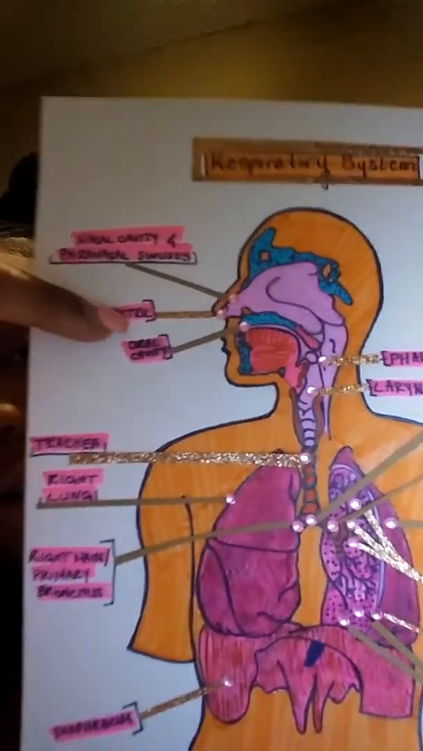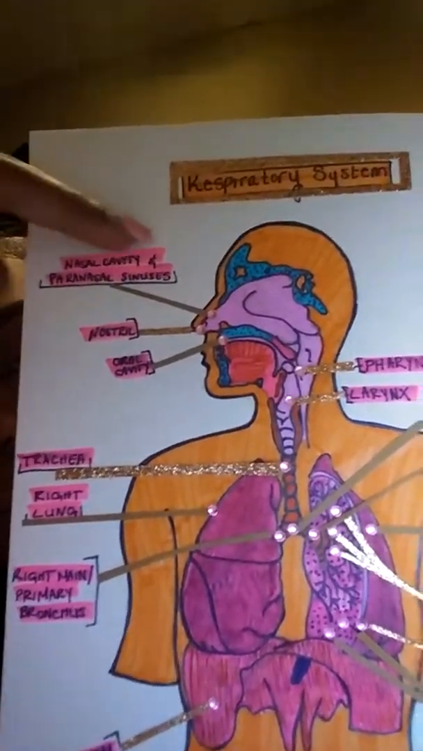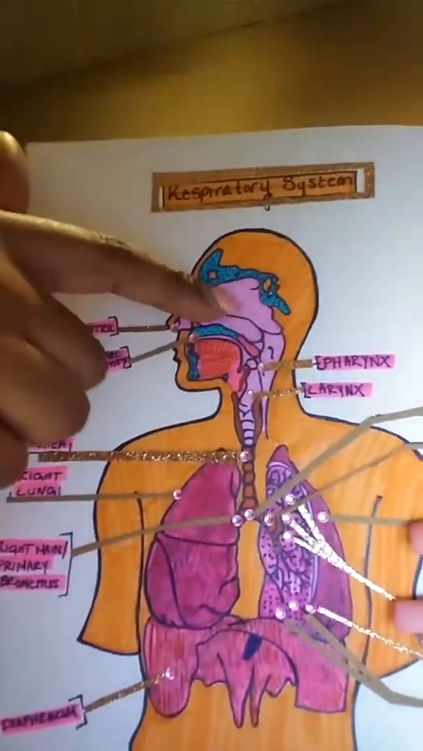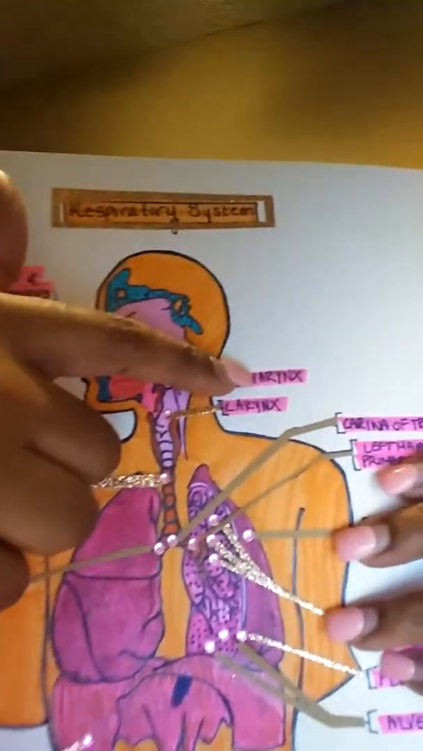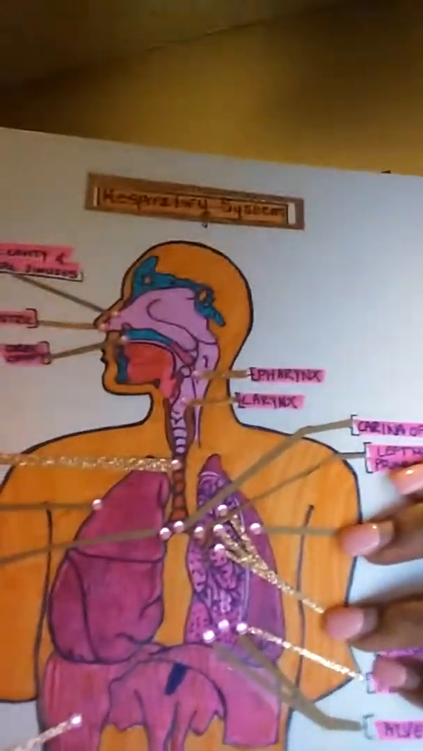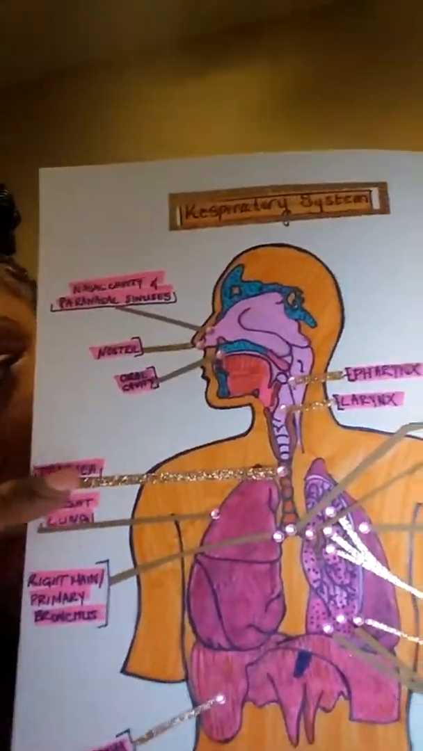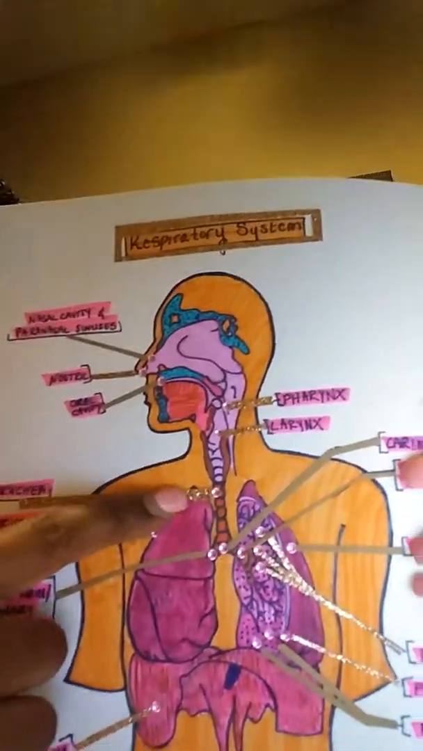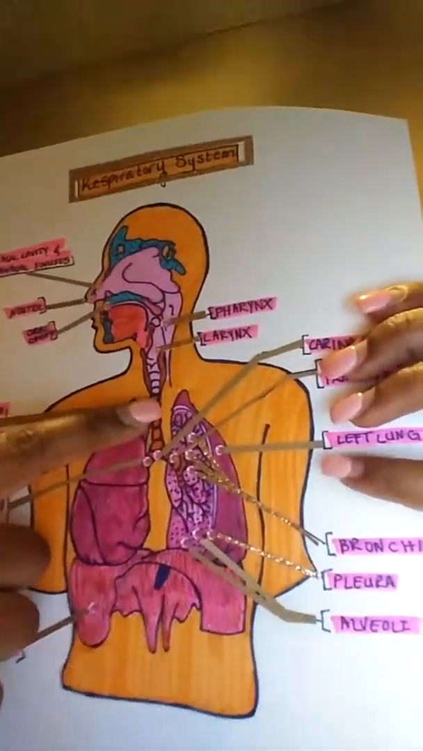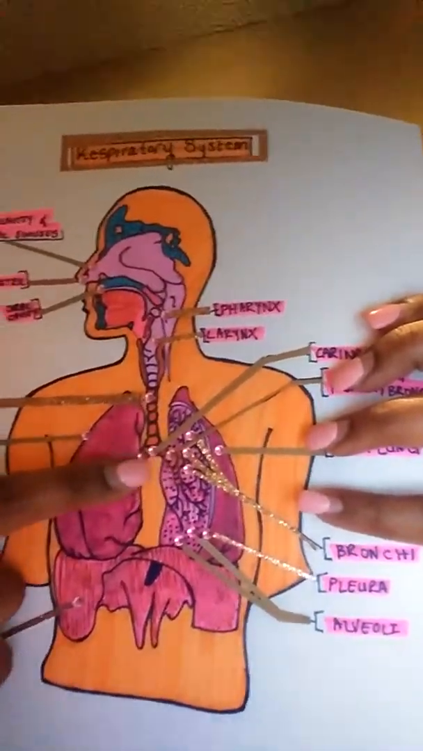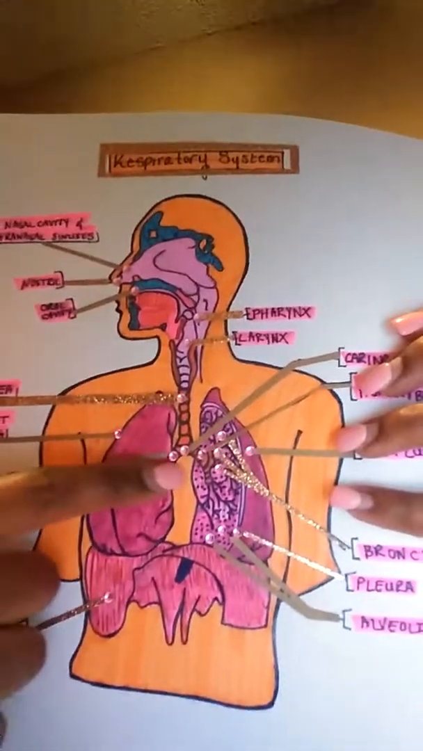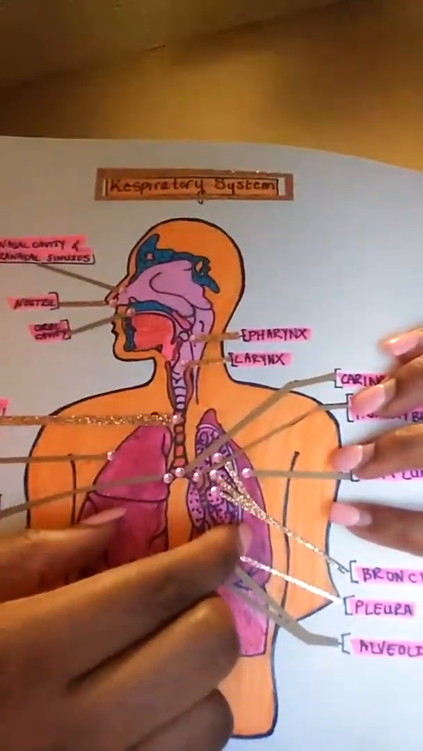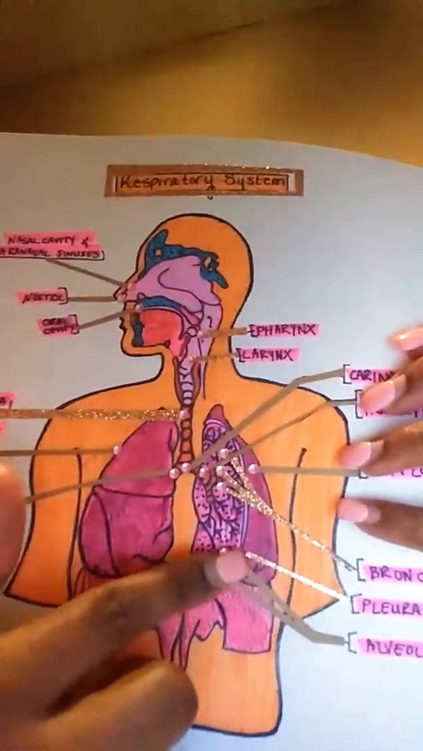And this picture right here. So it's the nose, nasal, and paranasal cavity, which is right here. And then you make your way to the pharynx, to the larynx, to the trachea, just right here, to the bronchi with its branches, the lungs, and the alveoli.